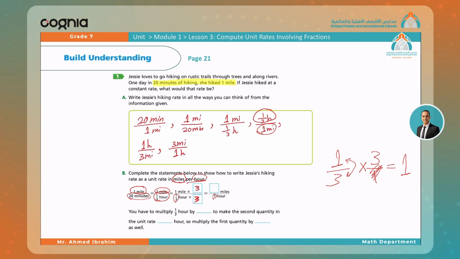So you will have up 1 times 3, which is 3, and down a third times 3, which is 1. So it's 3 miles for 1 hour. So you can say that you have to multiply 1/3 hour by 3, by the reciprocal, to make the second quantity in the unit rate 1 hour. So multiply the first quantity also by 3 as well. So if you multiply down by 3, you need to multiply up by 3, so the ratio stays the same.